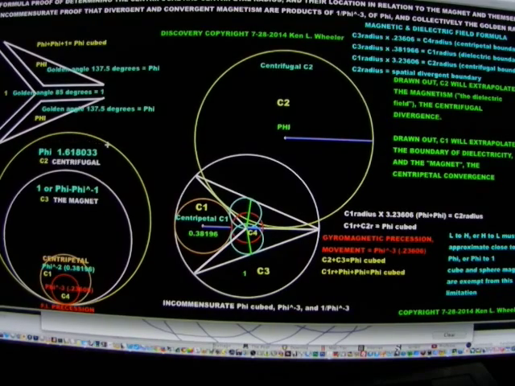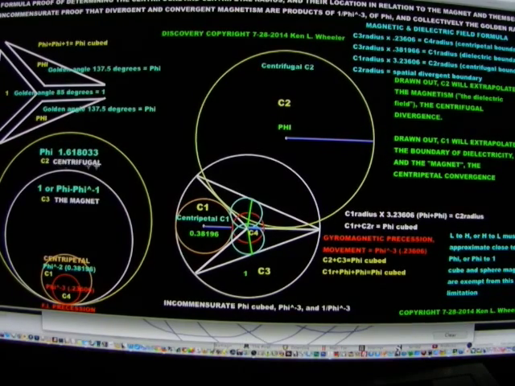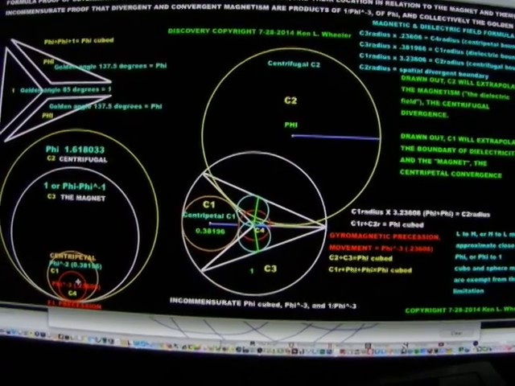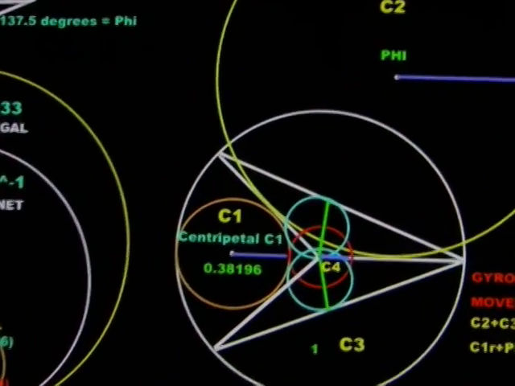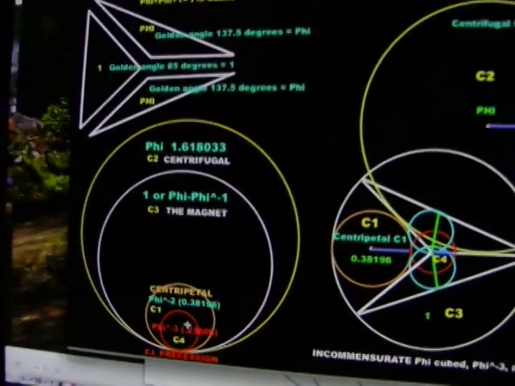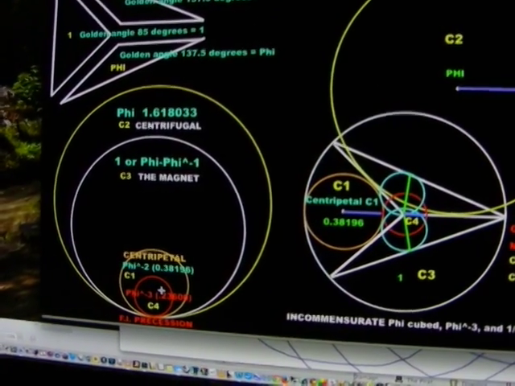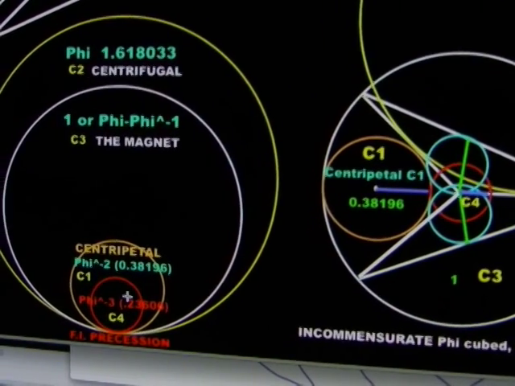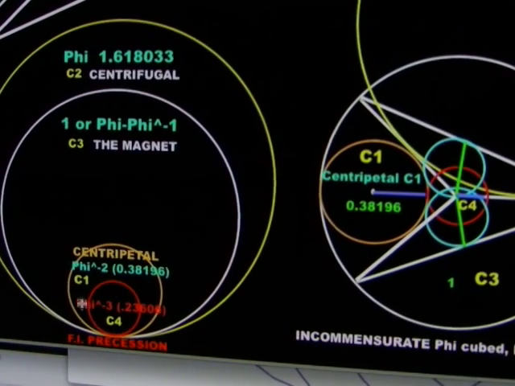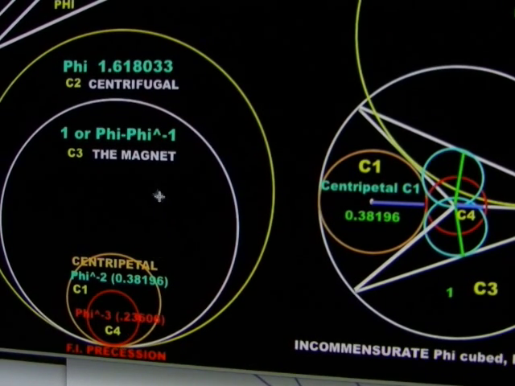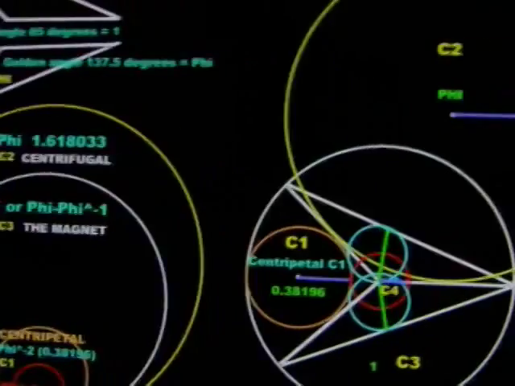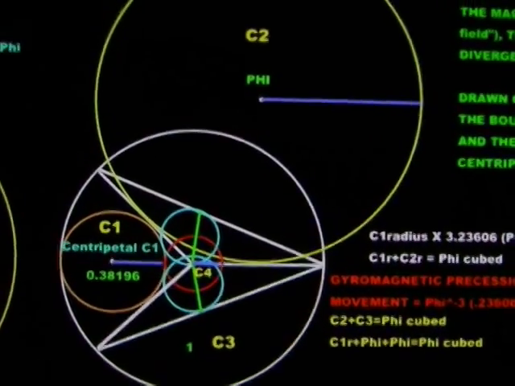As you can see over here, our entire magnet operates off of the golden section. So you have your centrifugal equal to phi. The magnet is 1, which is phi minus phi to the power of -1. You have your centripetal, which is phi to the power of -2, and you have your gyromagnetic precession and your centripetal boundary, which is phi to the power of -3. So you have phi, 1, phi to the power of -2, and phi to the power of -3. Everything within a perfect magnet.